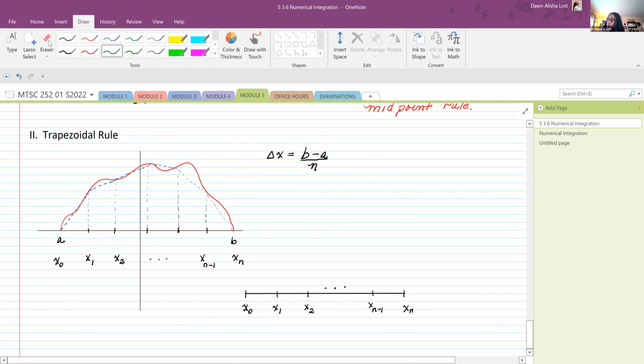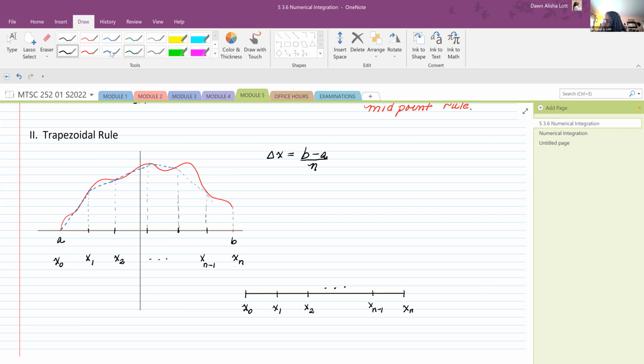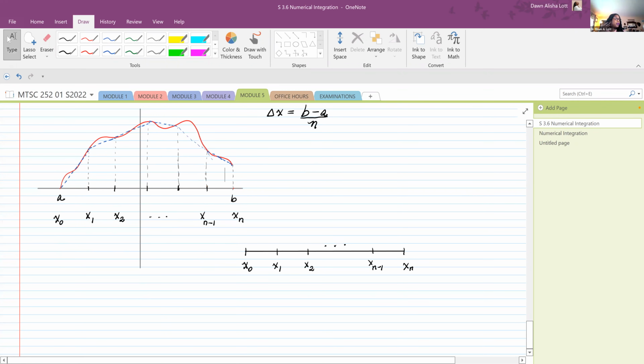Now, it could be that the function doesn't go down to 0. I should have thought about that. It doesn't have to go to 0. The function could go like that. And if the function goes like that, then obviously this last one would also be a trapezoid. So the function doesn't have to go to 0. I didn't think about that when I drew it. So here's another trapezoid. Okay, so this time now we're going to sum up the areas of the trapezoids.